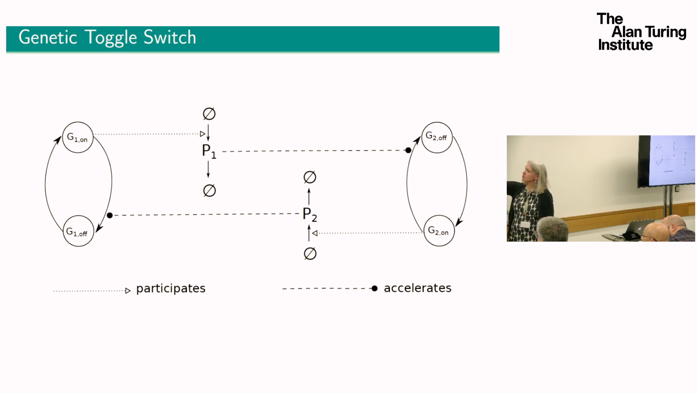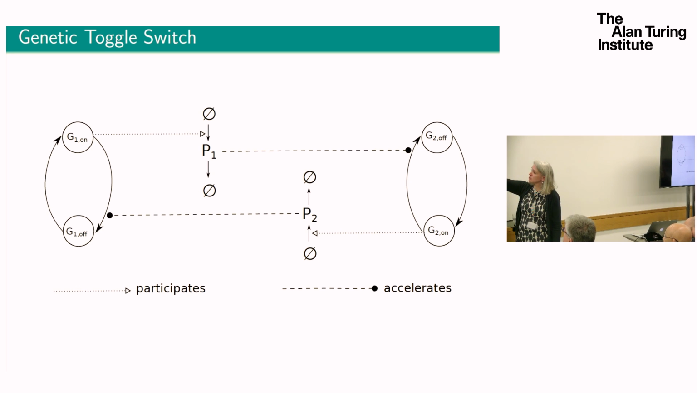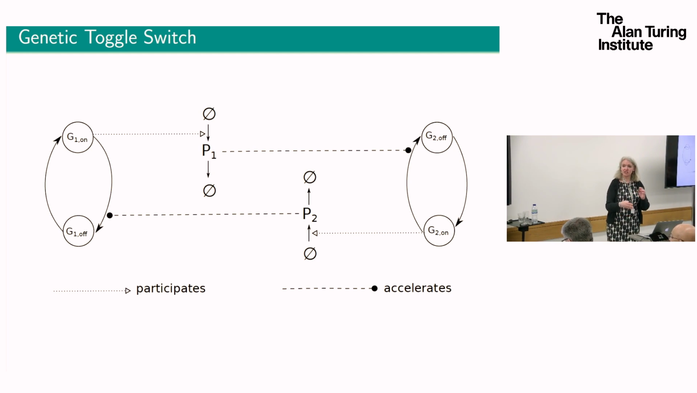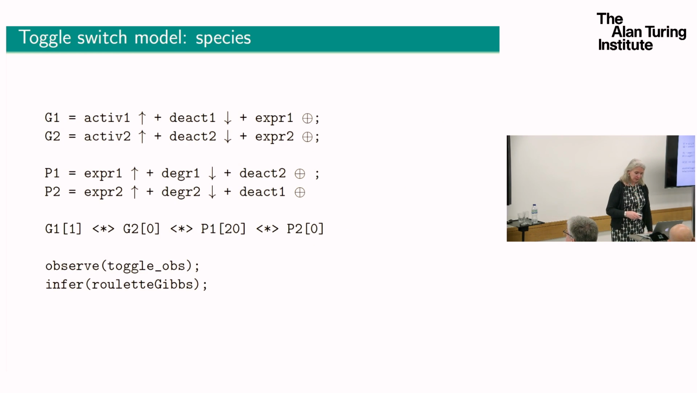We have our genes. Gene 1, when it's switched on, will produce protein 1, which will degrade over time, but while it is there, it enhances the switching off of gene 2. Meanwhile, when gene 2 is on, it produces protein 2, which switches off gene 1. So we expect to see oscillations of protein 1 and protein 2 in our system. So the model looks like this.